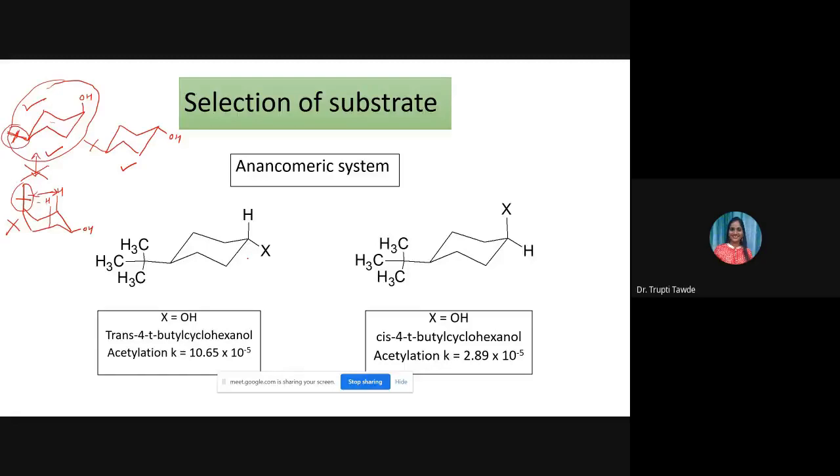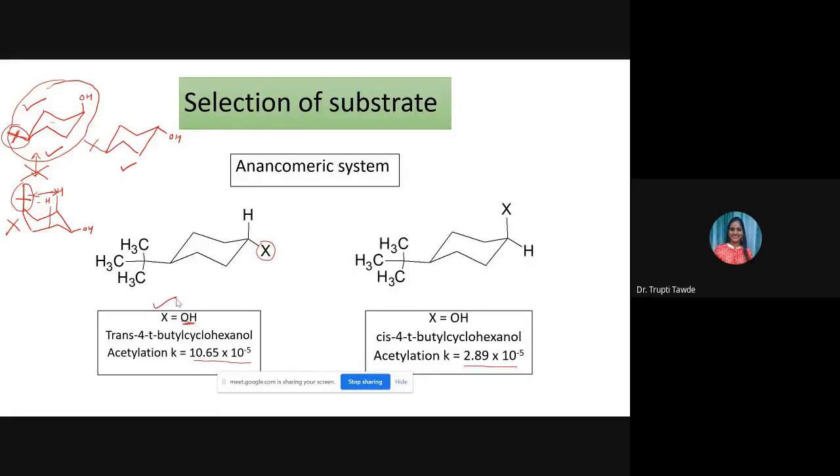So here also, if you have seen, here X is nothing but OH only. So they have done the acetylation. First, you can see this is for the equatorial alcohol. The rate is 10.65 into 10 to the minus 5, and here it is 2.89 into 10 to the minus 5. So we can see again the equatorial alcohols are reacting faster compared to the axial alcohols.